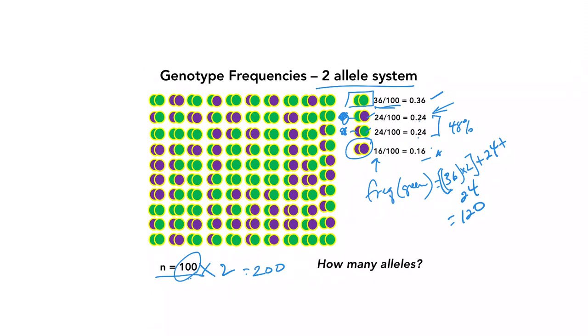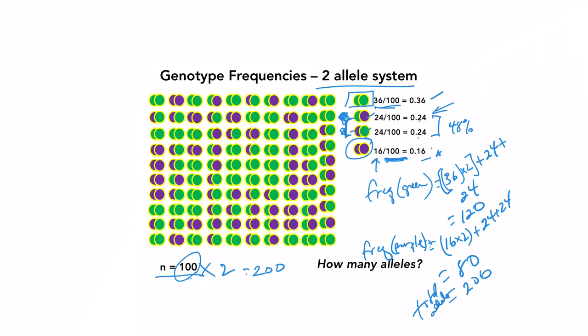Now we can also do that for the purple allele. We can go through and calculate frequency of purple. Again, that's going to be 16 times 2. That gives us the number of purple alleles in these homozygotes. Then we've also got to account for the purple alleles that exist in these heterozygotes. So that'd be 24 plus 24. That should give us a total, if I did my math right, a total of 80. We can sum up 120 and 80. And as a check, that should give us 200 total alleles. So these are 2 different ways that you can look at calculating the frequencies of alleles in populations.